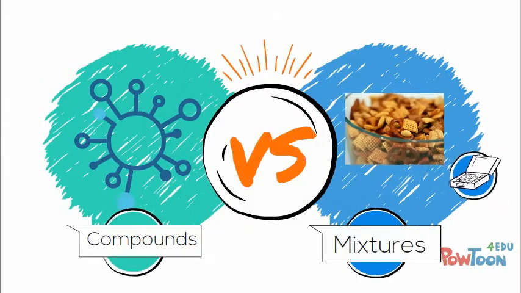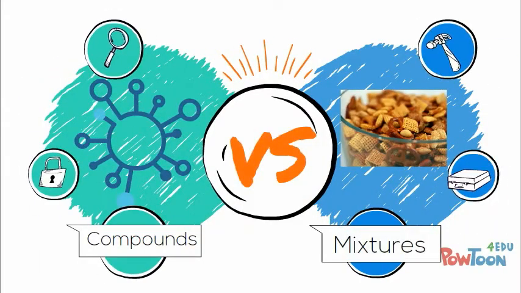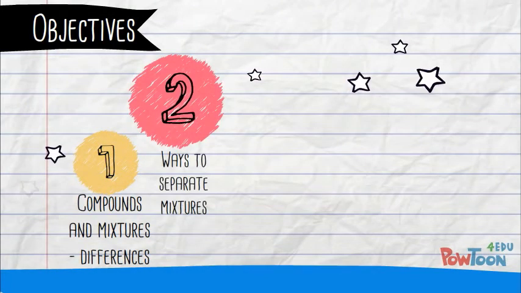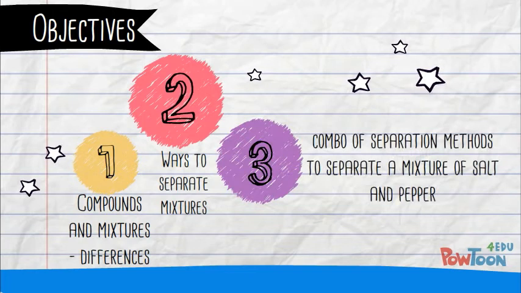This is the section on compounds and mixtures. Here are your objectives for your notes. How do compounds and mixtures differ? What are some ways to separate mixtures? What combination of separation methods could you use to separate salt and pepper?